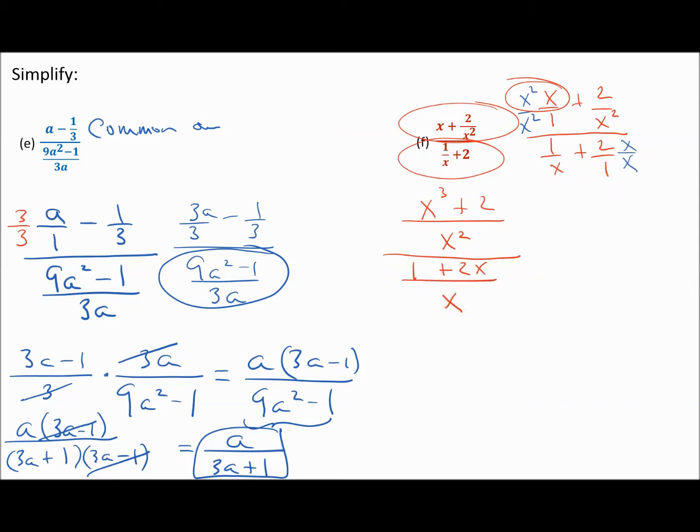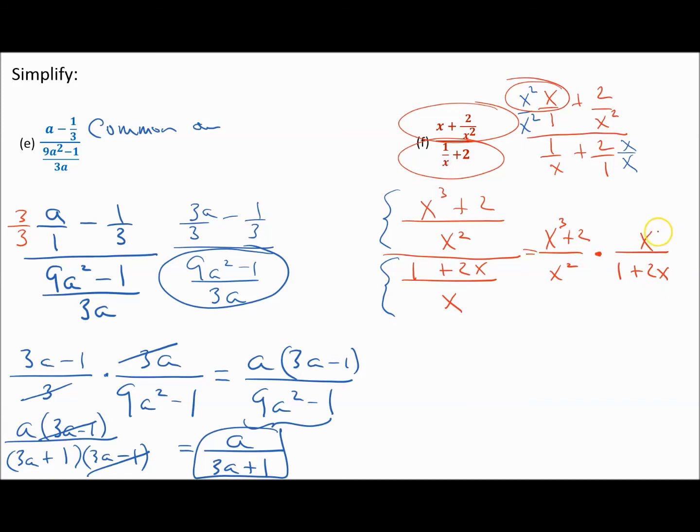So now if you'll notice, I have a single fraction in the numerator and a single fraction in the denominator, which means I am ready to keep change flip. So I have x to the third plus 2 over x squared. I'm going to change division to multiplication, and I'm going to flip x over 1 plus 2x.